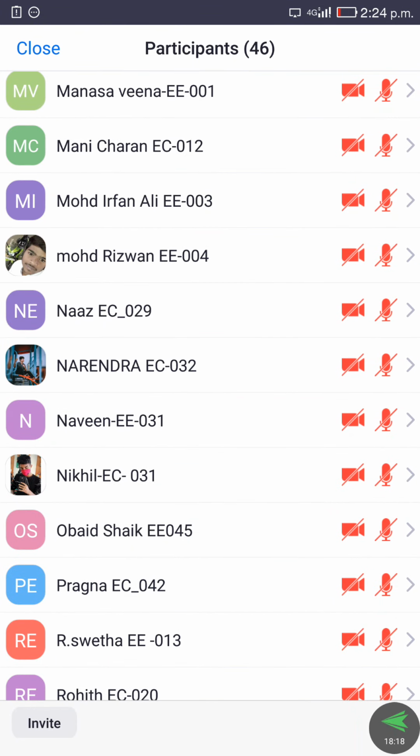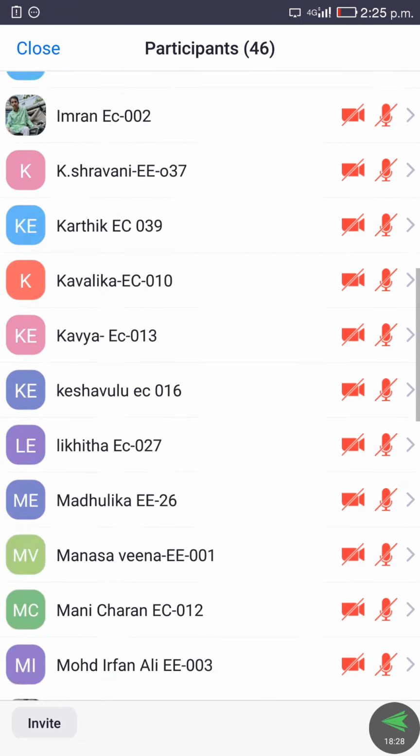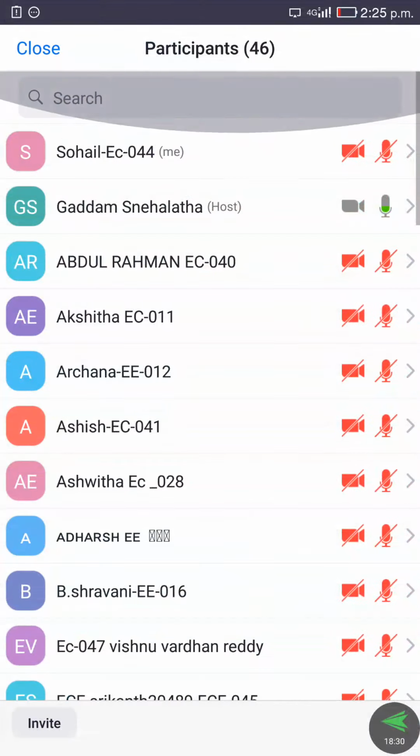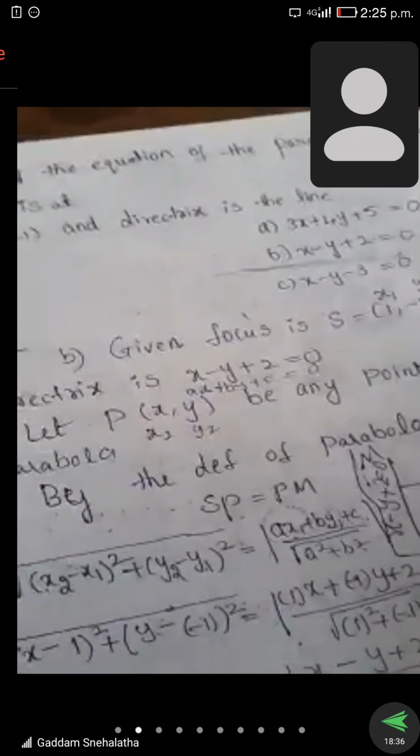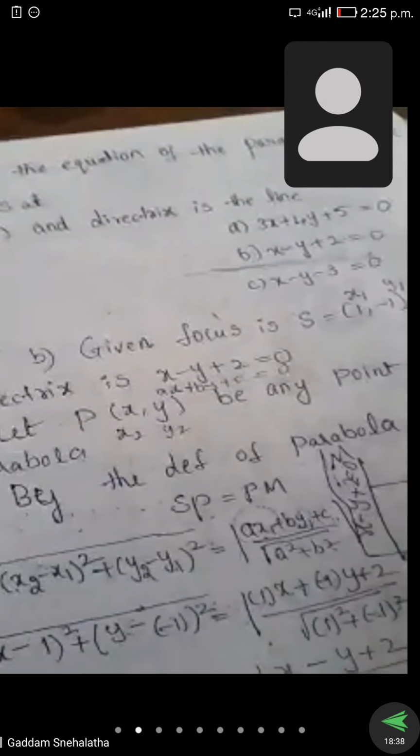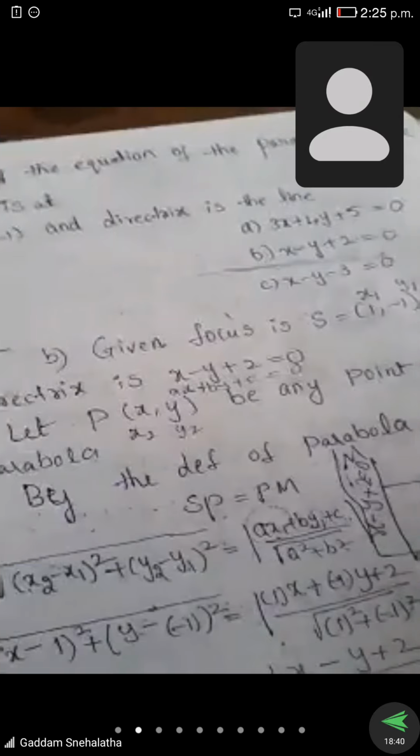Now in this question, these two problems are completed. You will do the third one. I will explain the other problem, where a different focus is given, and how we should take such problems. So this focus with this directrix, you do as the homework problem. I am explaining the other problem, which has a different focus.